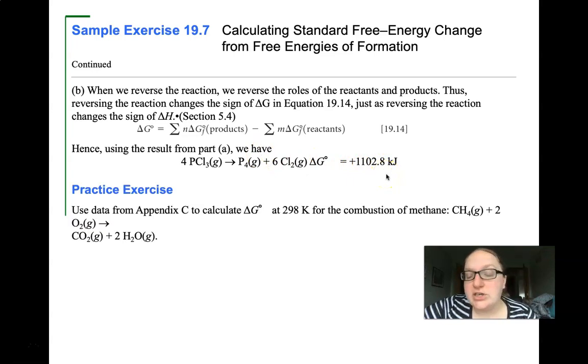All right, your turn. You're going to use the delta G values at the back of the book to calculate delta G naught for the reaction of methane gas and oxygen gas, forming carbon dioxide gas and water in the gas form. Okay, when you're done, go ahead and move on.